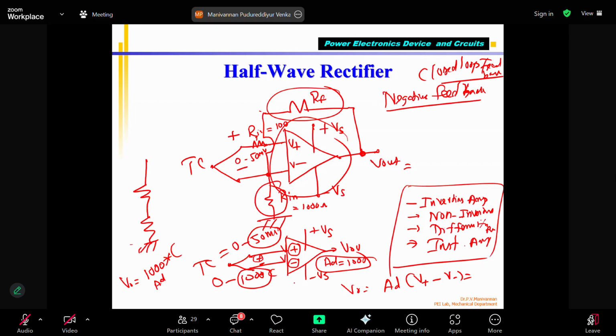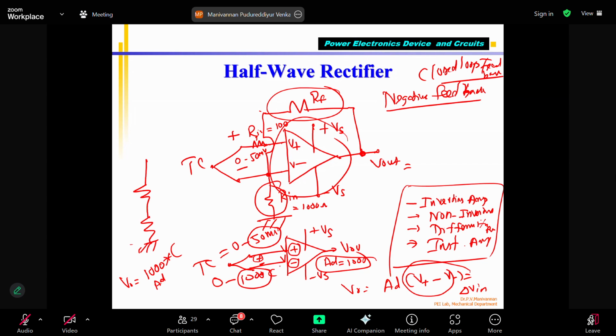We know that op-amp always amplifies the differential signal. Why? Already told you, this is called delta V in. Delta V in is nothing but the voltage applied to V plus minus V minus, called the difference voltage. Op-amp always amplifies the difference voltage, whether it is open loop or closed loop. I will come back.